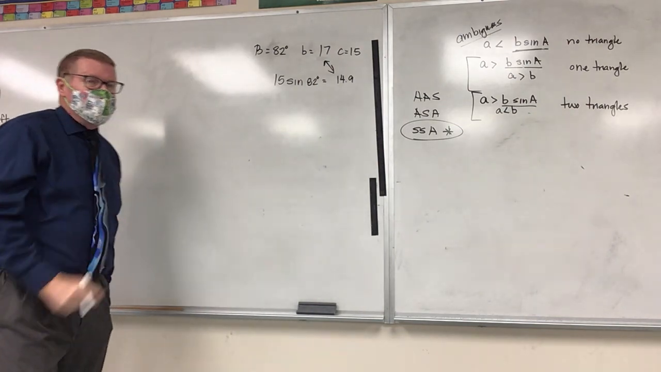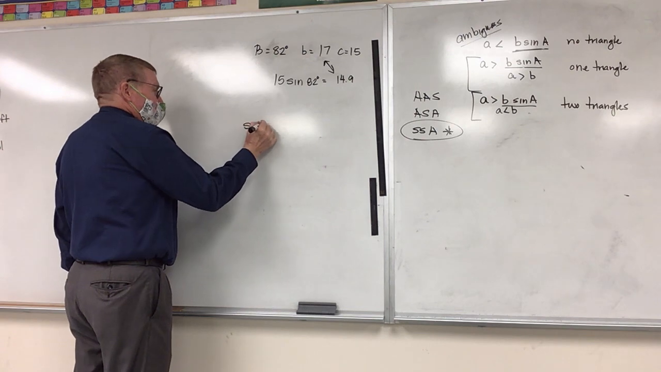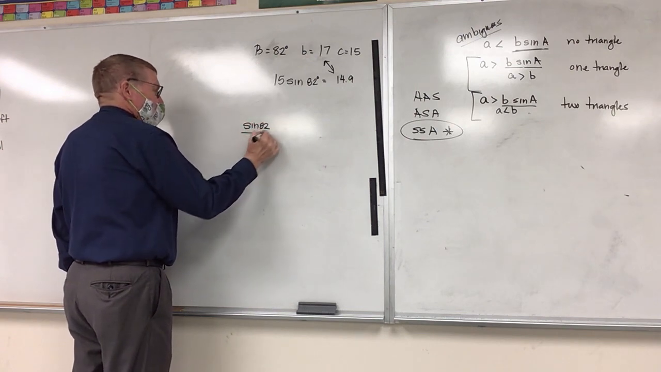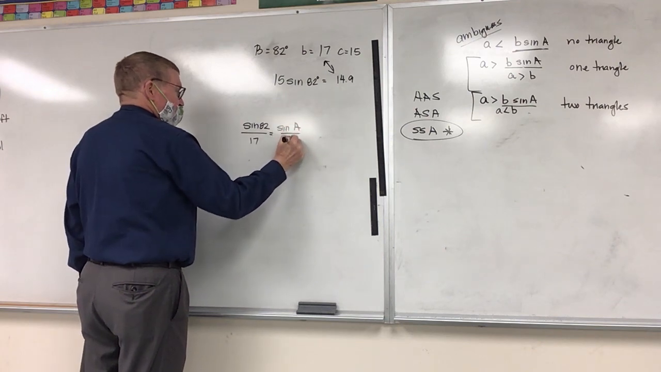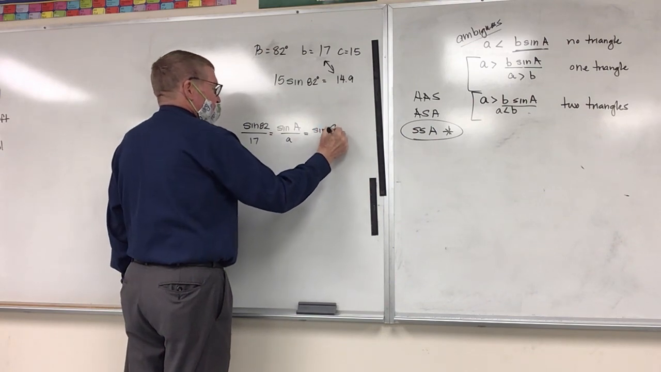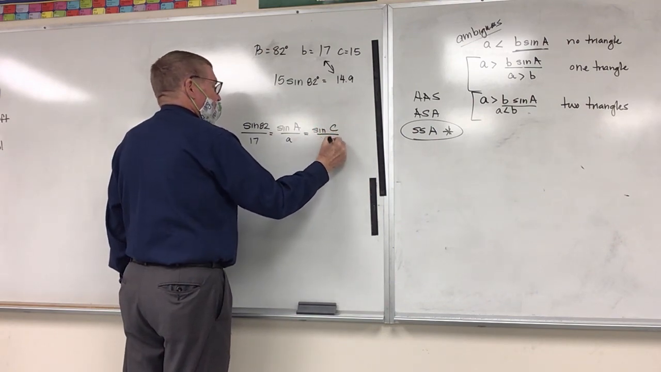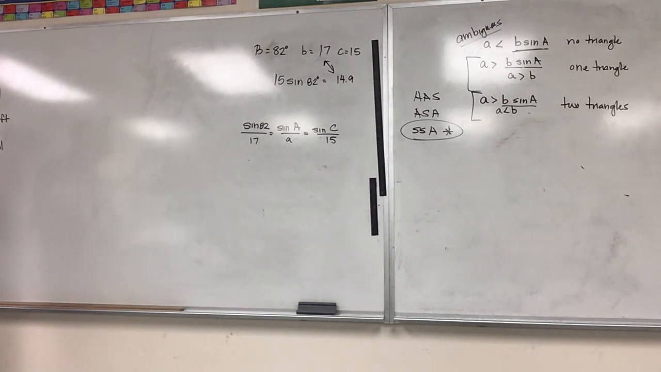So now I can do sine of 82 over 17 equals sine of A over a, which equals sine of C over 15. So we're doing A first. Or no, we're doing C first.